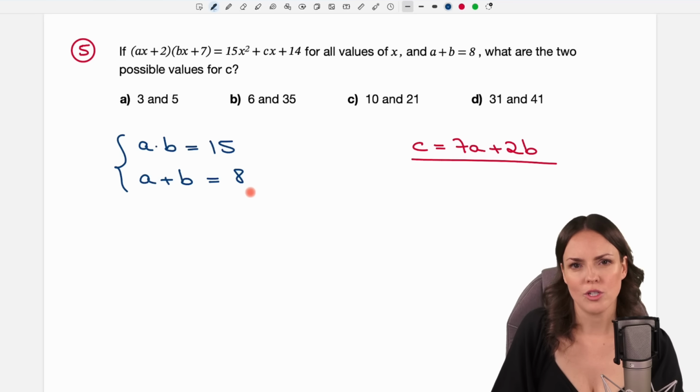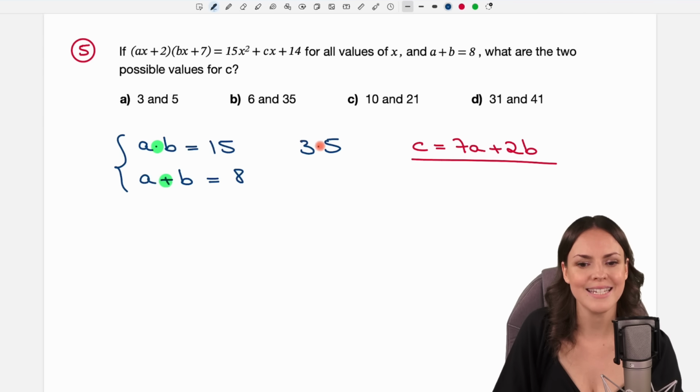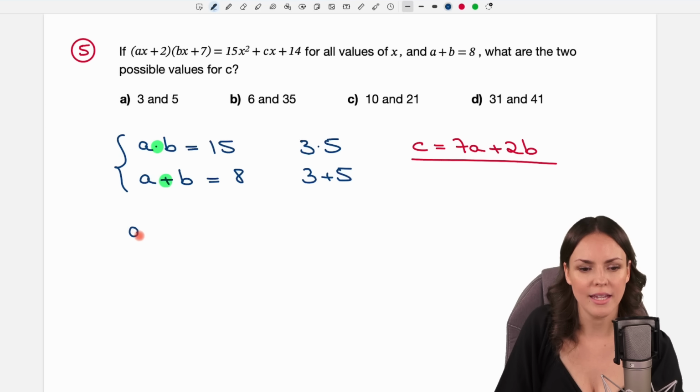And because we don't have so much time during this test, I wouldn't solve the system of equations step by step, but I would try and just figure the numbers out. So we're looking for two numbers that if I multiply them, I get 15 as a result. And if I add these two numbers, I get 8 as a result. The numbers 3 and 5 do that. So if I take 3 times 5, I get 15. And if I add these two numbers, I get 8. So for my a, I can have the 3, and for my b, I can have the 5.